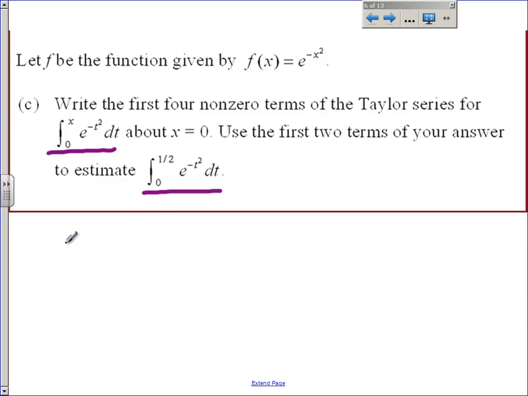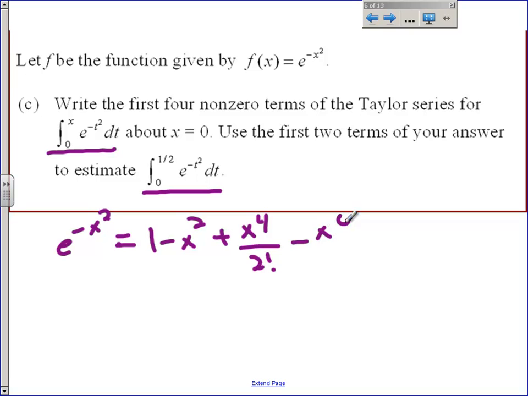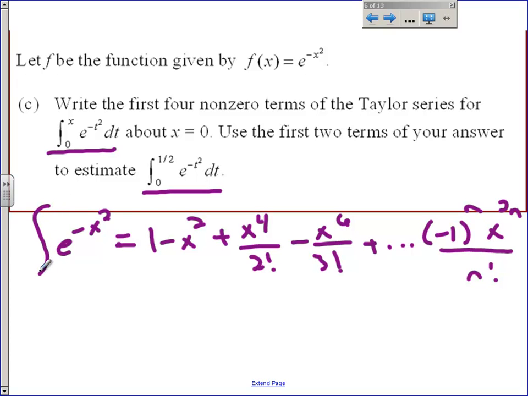So I have that e to the negative x squared was 1 minus x squared plus x to the 4th over 2 factorial minus x to the 6th over 3 factorial plus dot dot dot negative 1 to the n x to the 2n over n factorial. What happens if I integrate this? Well, I don't know how to integrate that, but I sure do know how to integrate a polynomial. I can integrate polynomials because it's just powers of x. How do you integrate that?